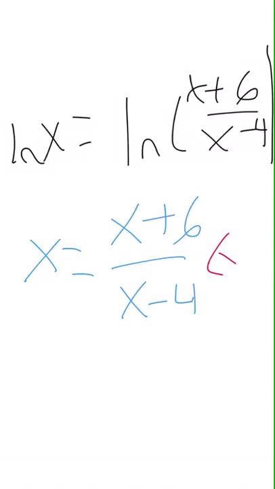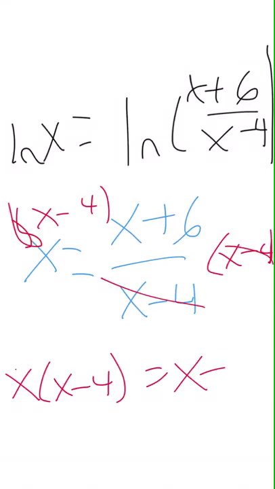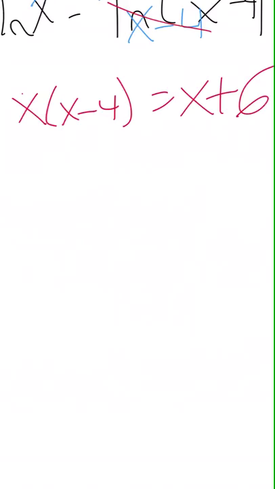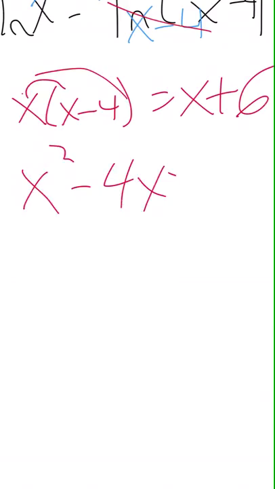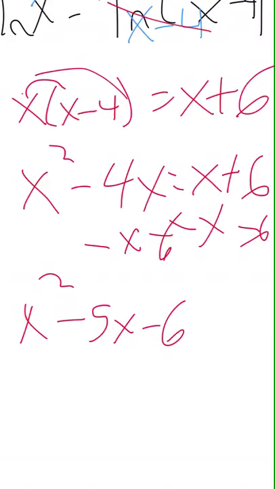Let's get rid of the fraction by multiplying by x minus 4. So you have x times x minus 4 on the left hand side, and then x plus 6 on the right hand side. That would give us x squared minus 4x is equal to x plus 6. So if we subtract x from both sides and subtract 6, that would give us x squared minus 5x minus 6 is equal to 0.